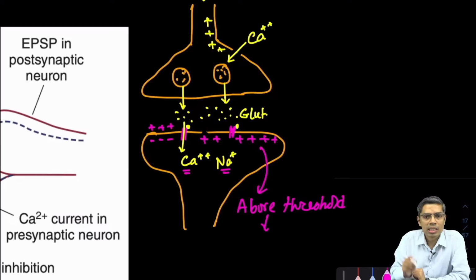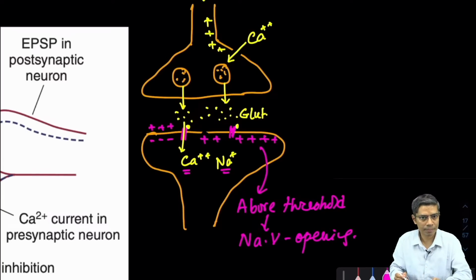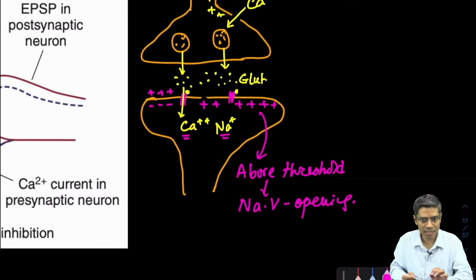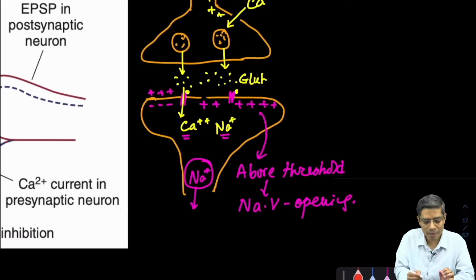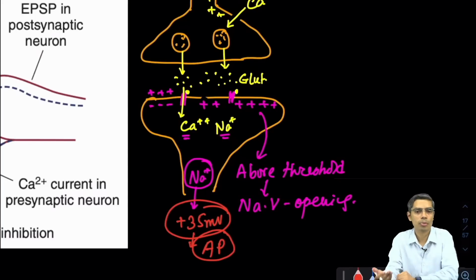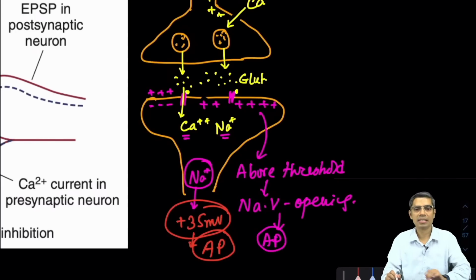It will lead to opening of a huge number of voltage gated sodium channels. Getting my point? Whenever it is above threshold, it will open up a huge number of voltage gated sodium channels, and through these channels a huge amount of sodium will enter inside the cell. That sodium will increase the membrane potential to plus 35 millivolt, and this is nothing but action potential generation on the postsynaptic membrane. Getting my point? That means the opening of voltage gated sodium channels leads to action potential generation.